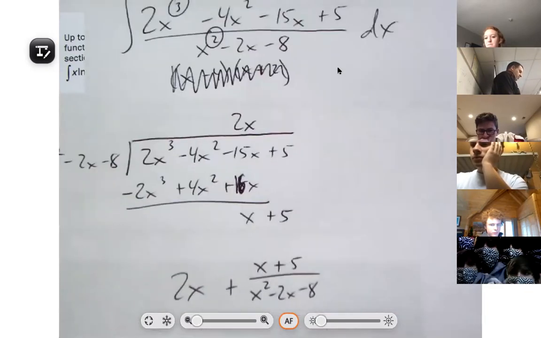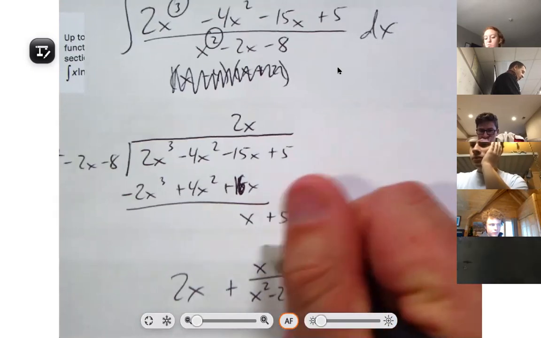So you just leave the 2x alone when you go through decomposition. Yeah, so now you're just trying to decompose this fraction right here.